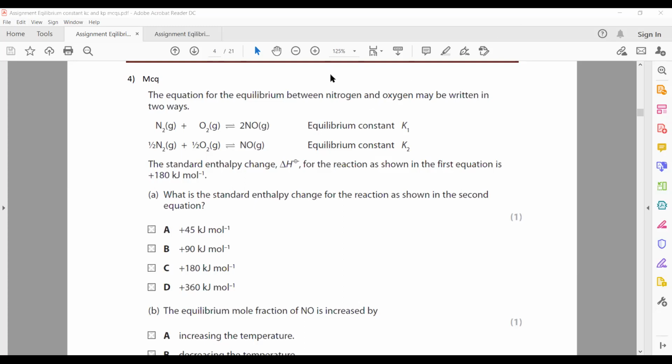Yeah, B is the right answer. Why? Because look, when 1 mole of nitrogen reacts with 1 mole of oxygen, it forms 2 moles of nitrogen monoxide, and the endothermic reaction absorbed plus 180. But now half moles are there and you're forming 1 mole. So how much energy will it absorb? It will absorb 90 kilojoule per mole.